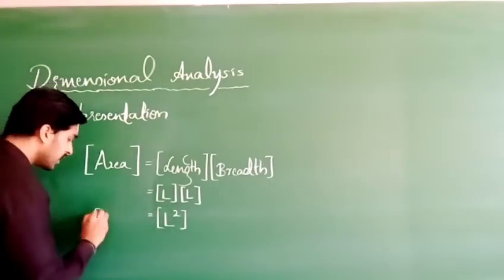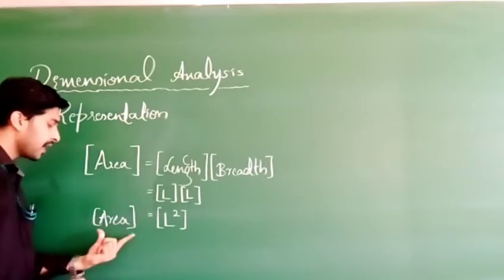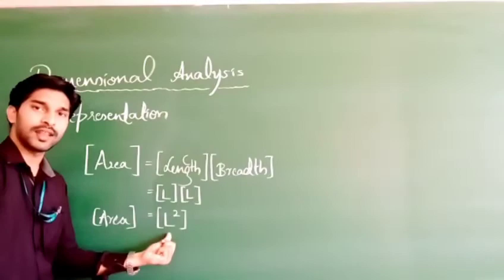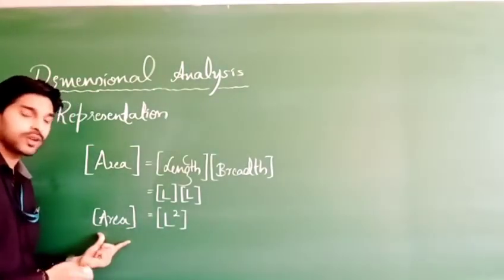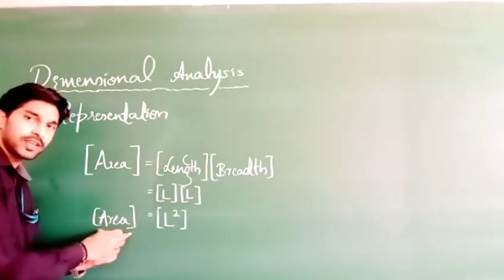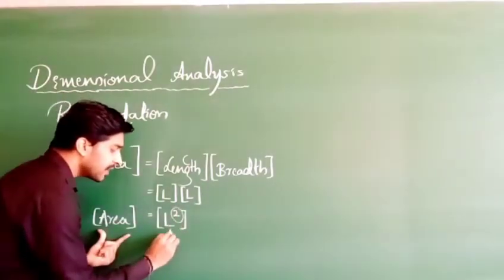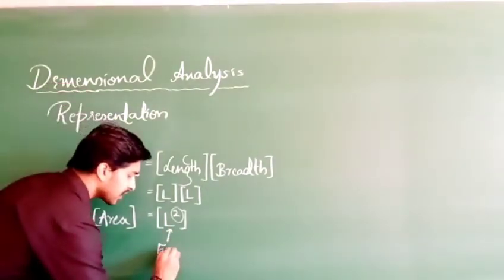So the dimensions of area are nothing but 2 in length. The dimensions of this physical quantity area are the power of the fundamental quantity. Length is our known fundamental quantity, correct?